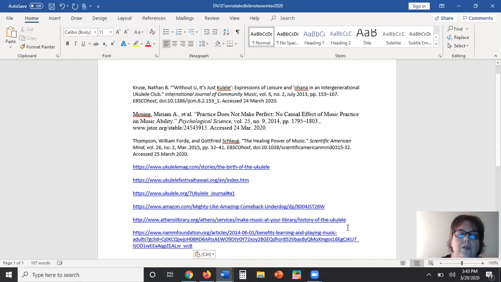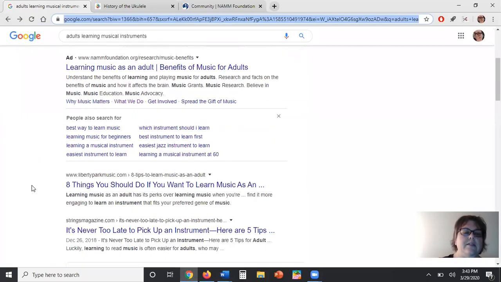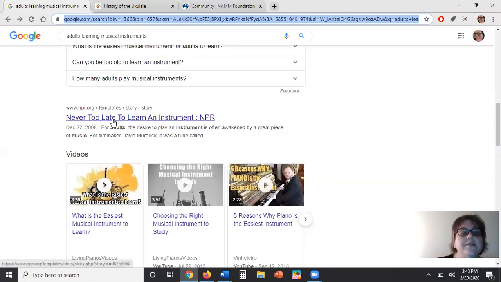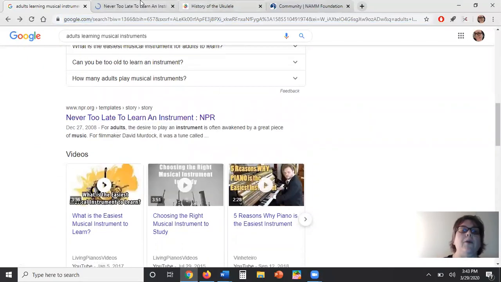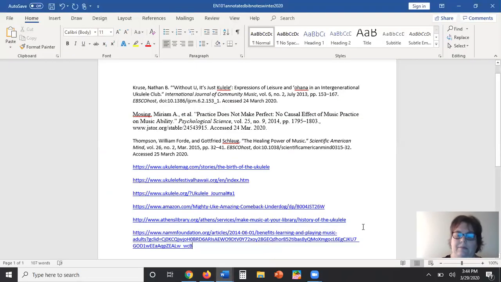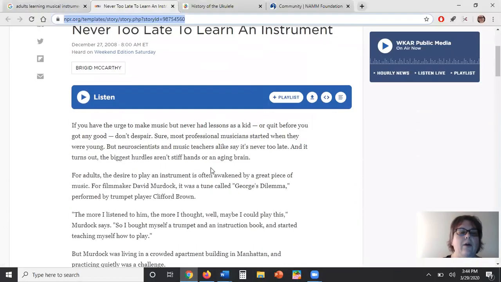And so using the web, right, I've got the benefits. I said, learning to play music as an adult, and it's never too late to learn an instrument. Here's National Public Radio. By the way, National Public Radio has a .org at the end of it, but it's a news outlet, so that really can't count for your non-news source. Yeah, maybe. Okay, so I'm going to put that down there too, because I might want to take a look at that one, right?